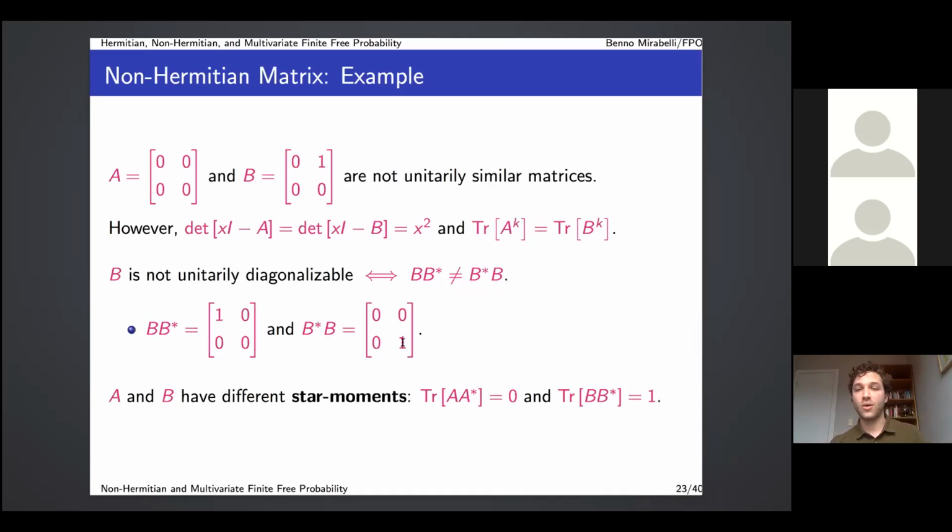So I need more properties than just the moments, as I was looking at before. And generalizing this idea, I can take what are called star moments and see that the star moment A A star is equal to 0, but the corresponding star moment for the matrix B is equal to 1. So from this star moment, I can tell that A and B are not unitarily similar.